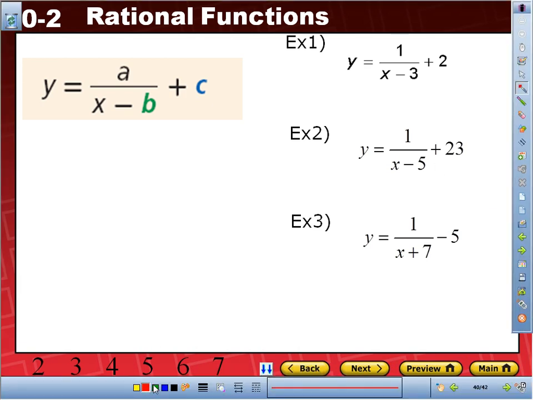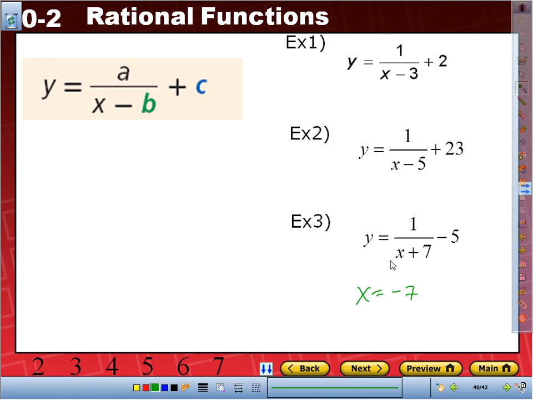Okay, so check this out. First of all, who notices that this is a plus instead of a minus? Are we there? Okay, so check this out. Who notices that this is a negative? Okay, so from now on, let me show you the vertical asymptote. X equals negative 7.